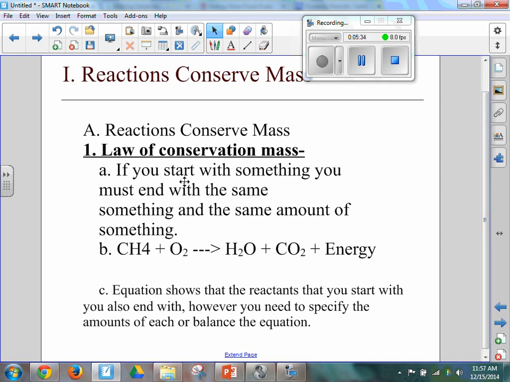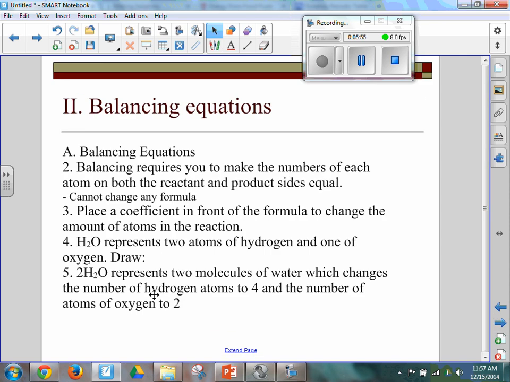So the law of conservation of mass is basically saying if you start with something, CH4 and O2, that matter has to go somewhere. Well, in a chemical reaction, this particular chemical reaction turns into water and carbon dioxide, and we're trying to get energy out of it. It's an exothermic reaction. Okay, so the equation shows that the reactants that you start with, you also will end with. So what we need to do is understand, number one, how to get that conservation of mass. And what that's called is balancing the equation.